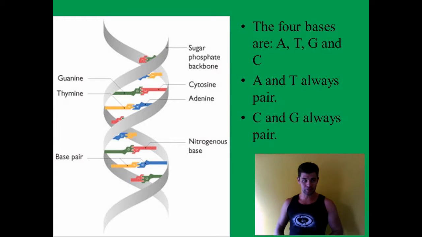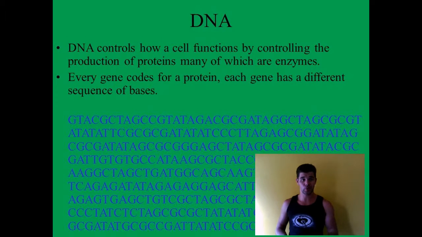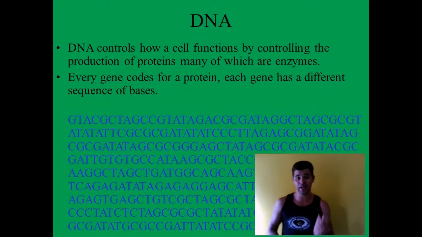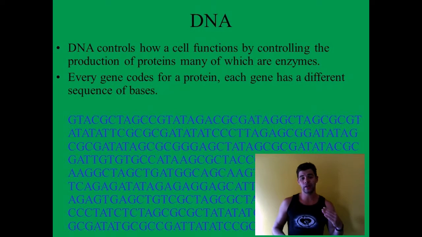So, DNA controls how cells function while controlling the production of proteins. Now, proteins are phenomenally important to your body because a lot of proteins are enzymes. If you look at my last video, enzymes are catalysts which promote reactions that occur in the body. They speed up chemical reactions and they're vital to your survival. And every single gene codes for a protein.